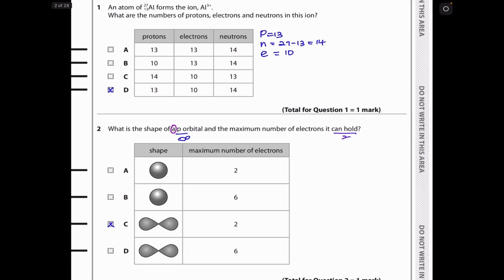In question 2, what is the shape of a p orbital and the maximum number of electrons it can hold? Remember, this question says a p orbital, not p orbitals. So a p orbital has a dumbbell shape, but it can hold a maximum of 2 electrons, so the answer is going to be C.